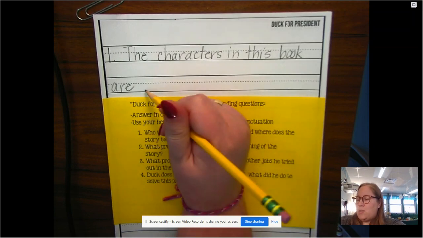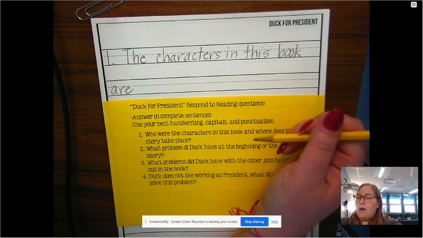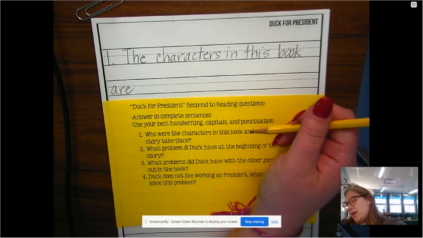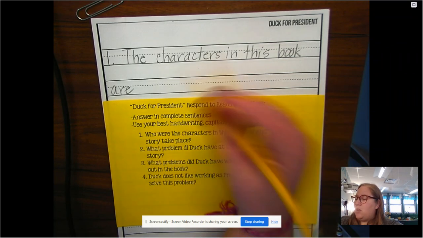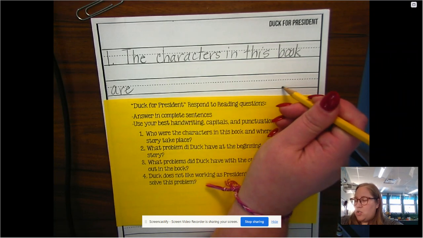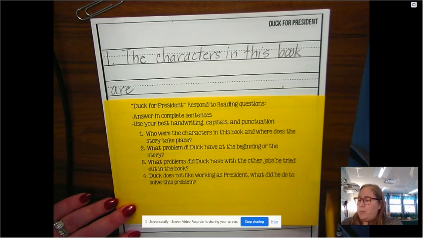Then I'll answer my question. The characters in this book are Duck. I don't want to give away too many answers because I want you to be doing your best thinking, but you'll fill in your answer here, and please remember to include a period. Then you can answer the second part in a separate sentence.